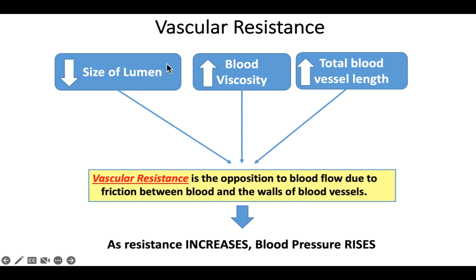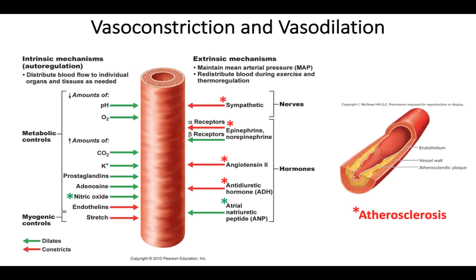So these are the things that can contribute to an increase in vascular resistance. And therefore, if you increase vascular resistance, blood pressure will have to rise. Because in order to continue to move that blood like you did before, you've got to overcome that increase in opposition or resistance. Okay? So let's look at some of the things that affect the diameter.